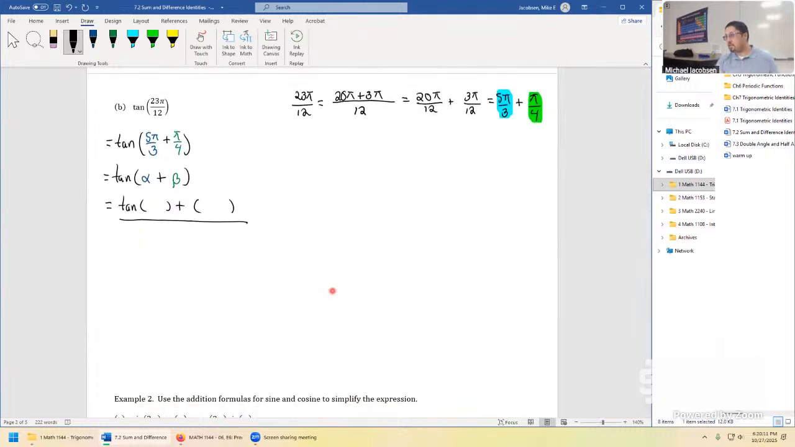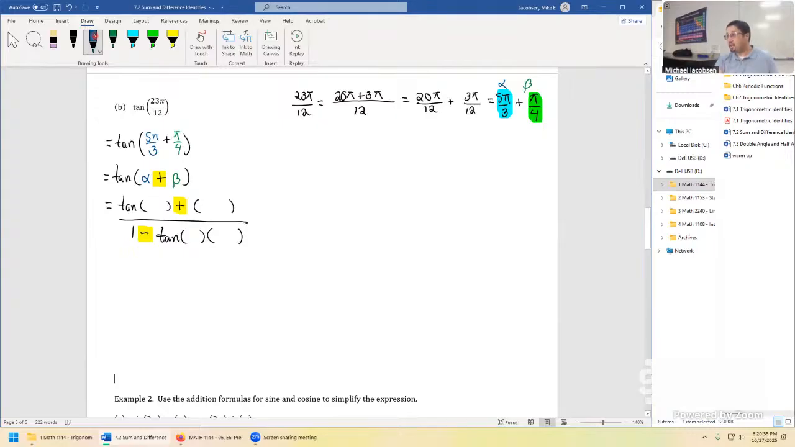Divide by 1 minus the product of tangents, tangent of something times tangent of something else. So if we have plus here, we maintain the sign in the numerator, but add the tangents, go to the opposite side in the denominator, and last thing to do is just drop in what is alpha, what is beta. So this is the alpha, this is the beta.